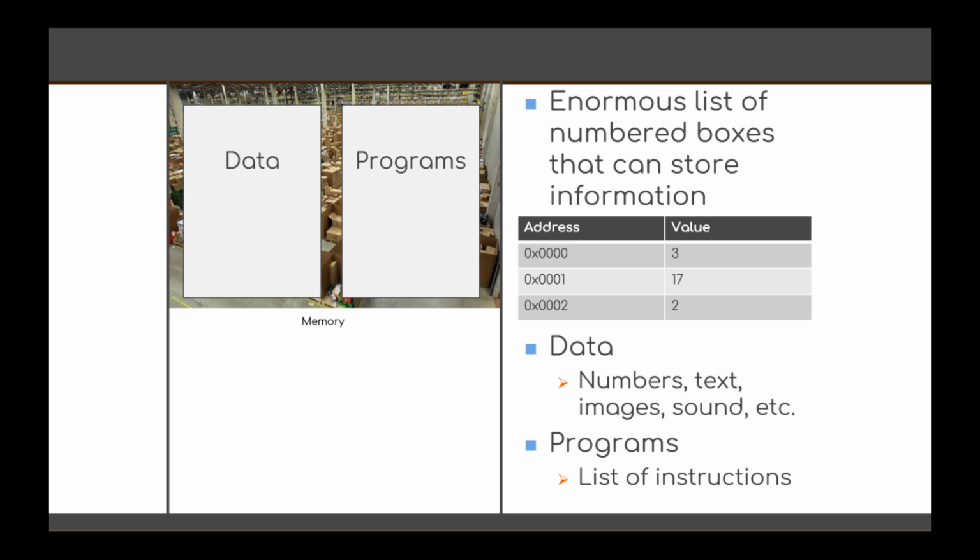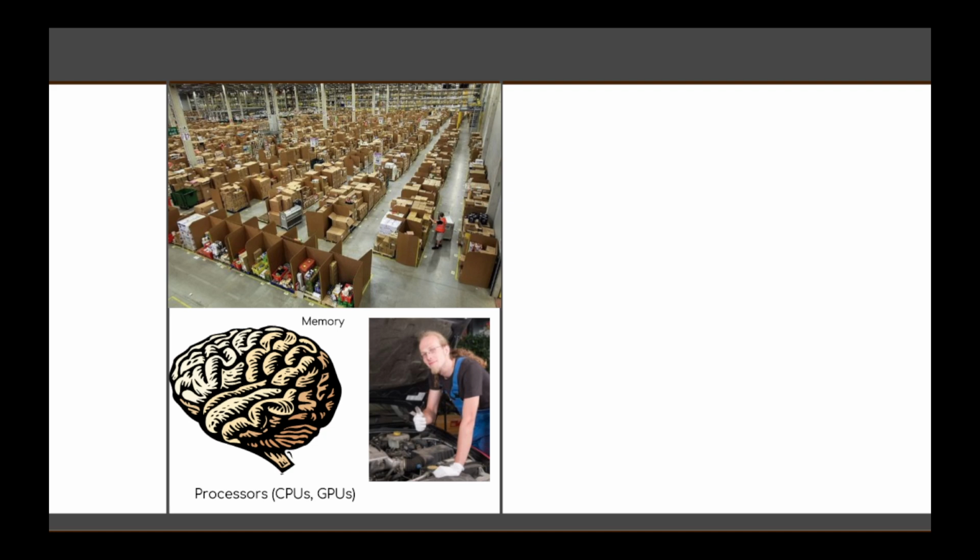So, a list of instructions. Well, we have a central processing unit that takes instructions. So we have things now stored in our memory that can be used to tell our processor what the heck to do.